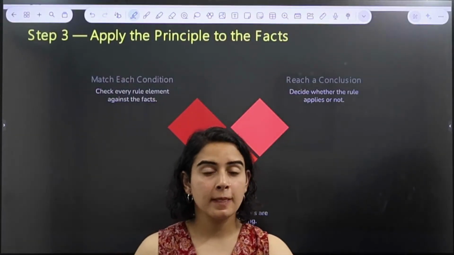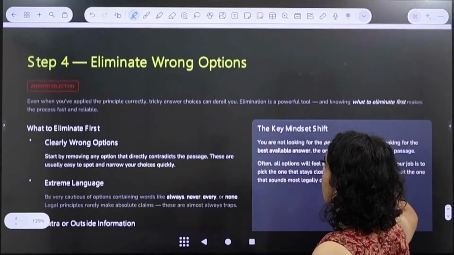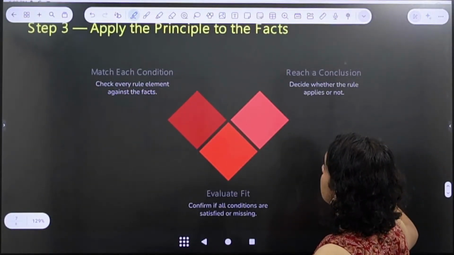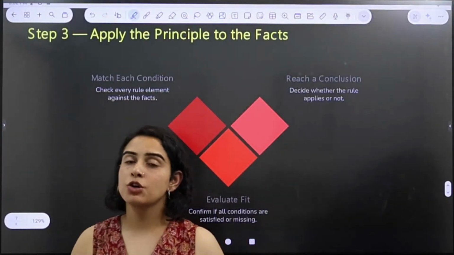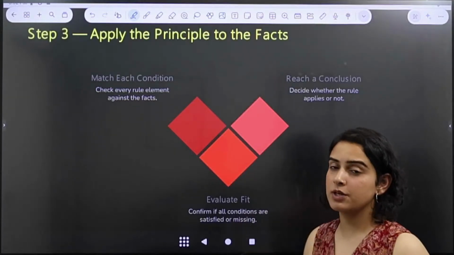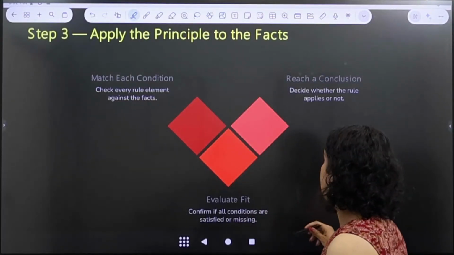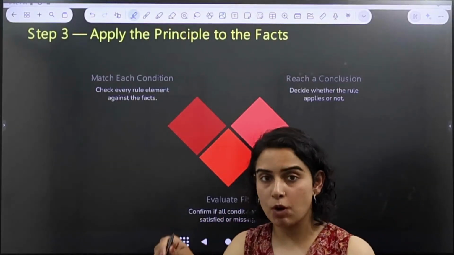practiced it well. So reading is of course important, and understanding is also important, but make sure that while you are preparing, you're also practicing legal reasoning questions. That's also going to be a game changer for you. That's going to help you in applying the principles properly.